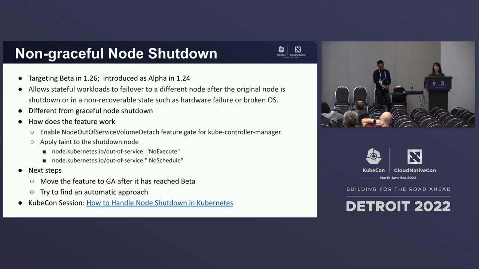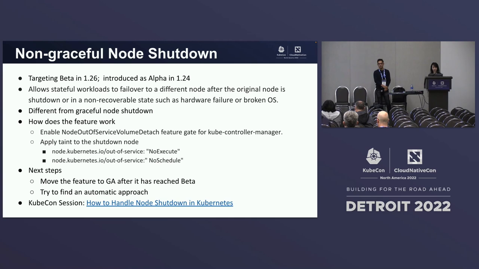A node shutdown is graceful only if a kubelet can detect that. And kubelet depends on systemd's inhibitor lock to detect a shutdown. However, not every system supports this mechanism. So if it's not supported, kubelet does not detect that, then it becomes a non-graceful node shutdown. This feature, the graceful node shutdown feature, also requires two grace period config parameters in kubelet. If those are not configured properly, then this feature also will not work. So that's why we also need this non-graceful node shutdown.